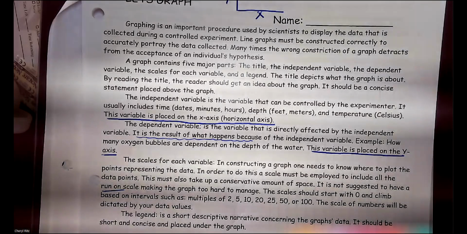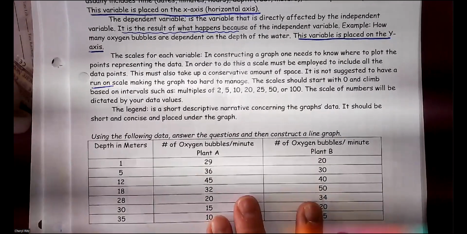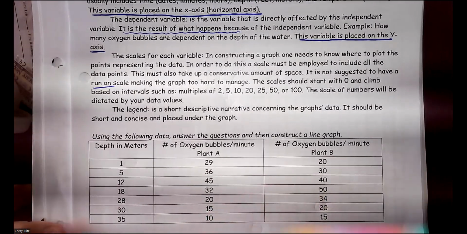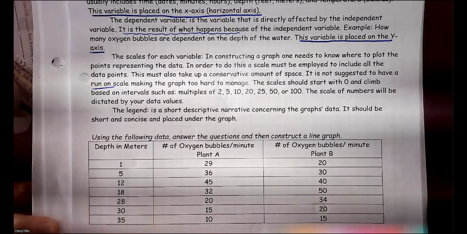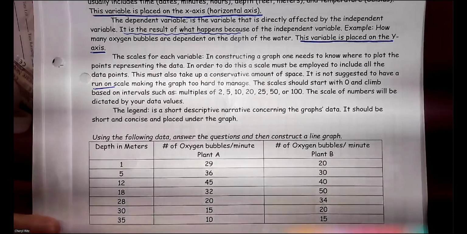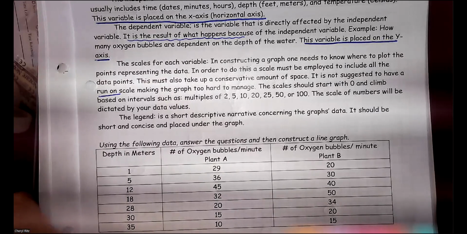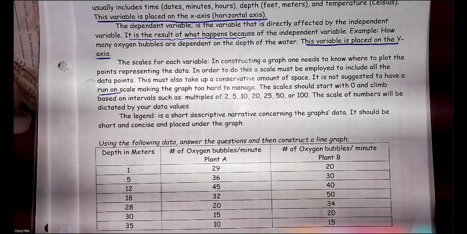in class. Here's the data we would have collected, and like it was talking about in the reading, it was talking about the number of oxygen bubbles produced by 2 different plants, plant A and plant B, at different depths. One of these variables, so either depth or number of oxygen bubbles, is the independent variable. From the reading, what is the independent variable? Let's start there.